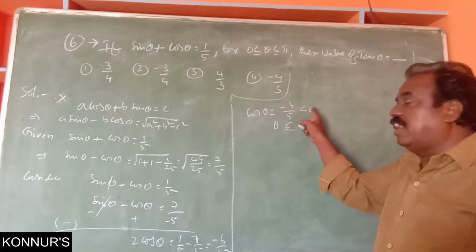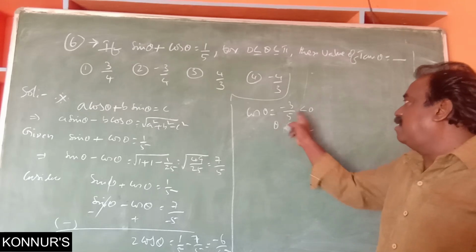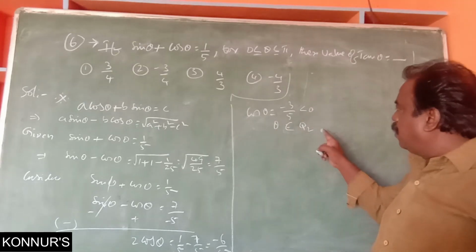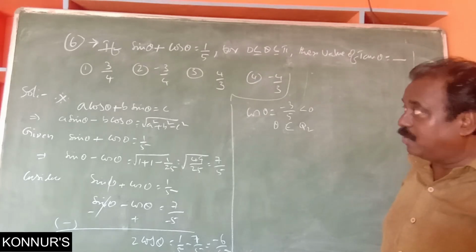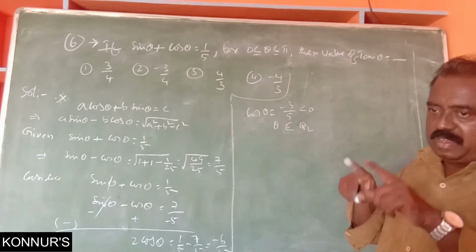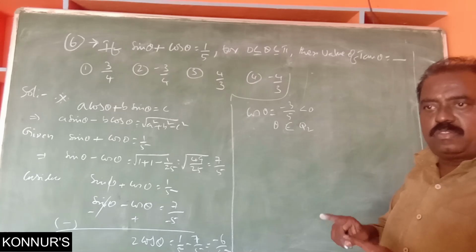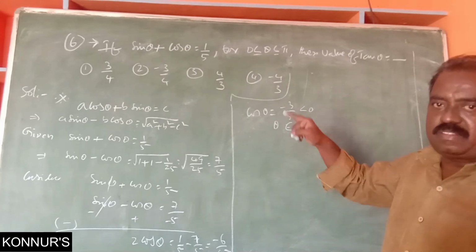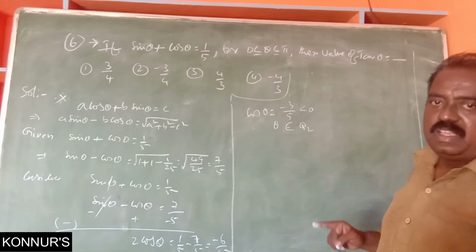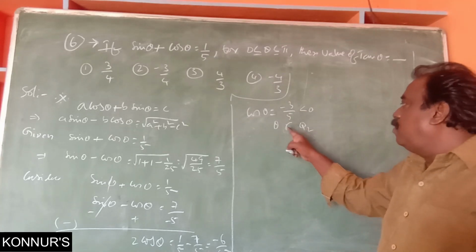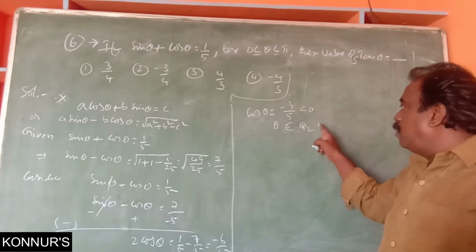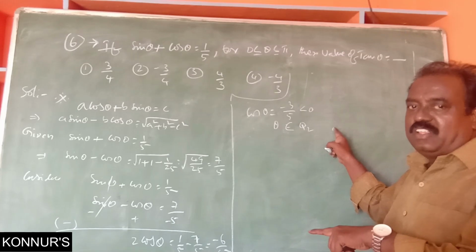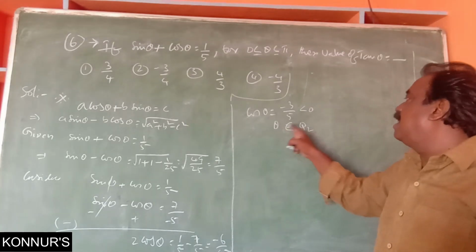Cos theta value is negative. When is cos theta negative? In the second quadrant. Of course, in the third quadrant also cos is negative. Trigonometry means related with the triangle. Triangle means 0 to 180, less than 180 degrees. Only the angles of a triangle are to be fixed. But if theta belongs to Q3, it means it is more than 180. It is not mentioned that theta belongs to Q3.